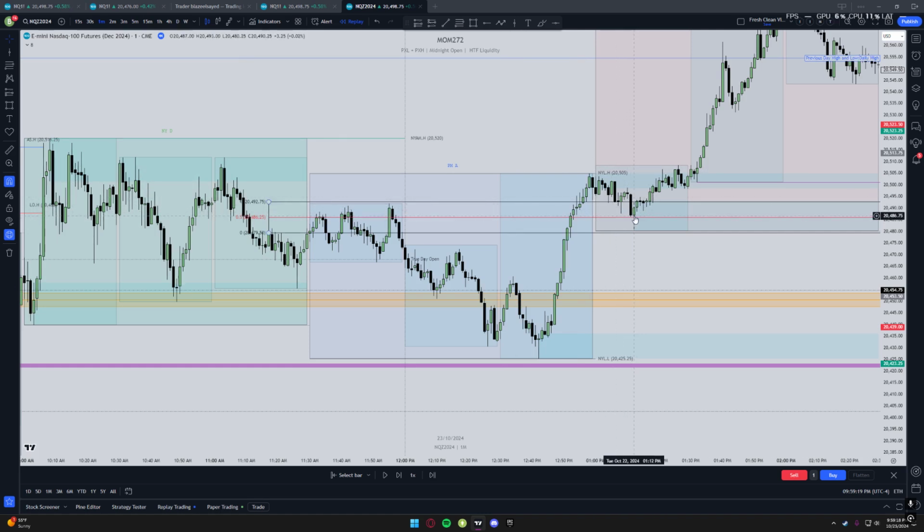So what does it do? We come down to the 50%. The bodies respect it, though. That's key. The bodies are respecting it. The wick digs down. As ICT says, the wick does the damage, but the bodies show you the story. So the bodies show you what's going to happen, and then we continue higher.